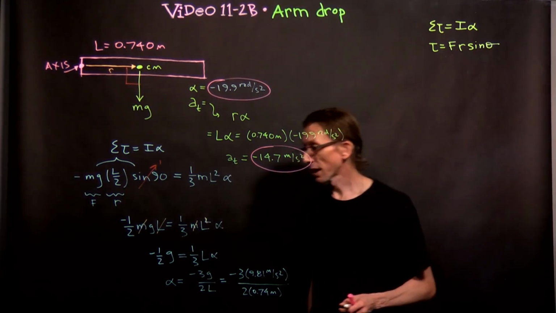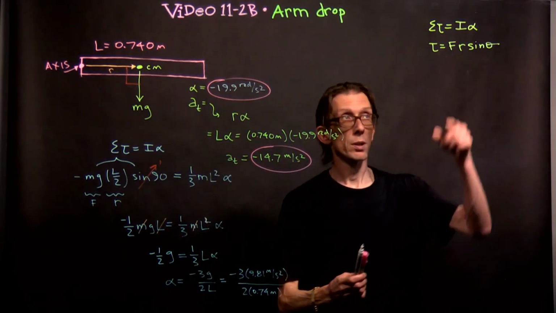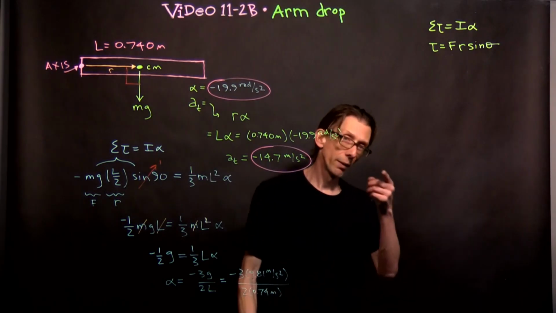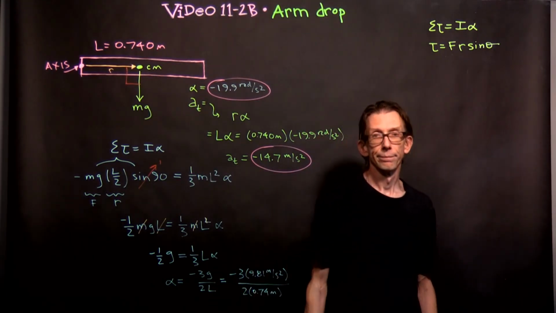Okay? Next up, we're going to see what happens when the sum of all torques equals 0. Turns out it's a very important case. It's called static equilibrium. Up next.